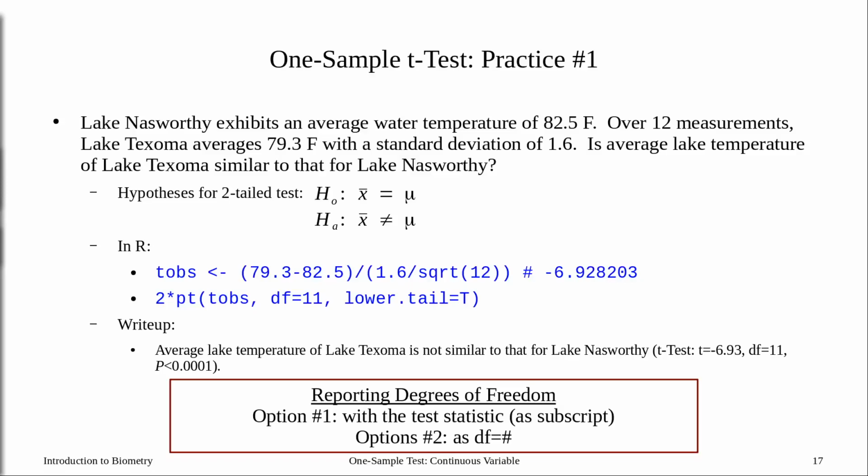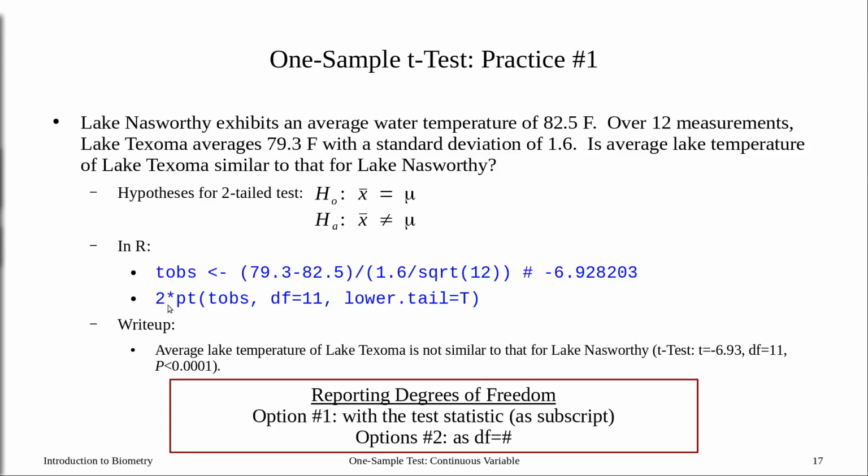So let's do this in R. Again, this is a two-tail test, so our null hypothesis is that our means are equal. Our alternate is that the means are not equal. So just like before, I'm going to calculate t obs, the t observed value. I'm going to do it in R and save it as t obs. This value is 6.928203. I'm going to pass that value to the pt function.